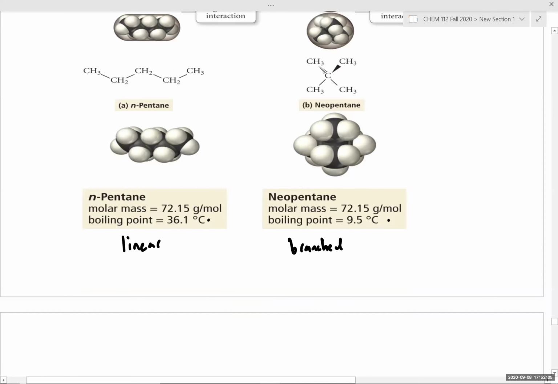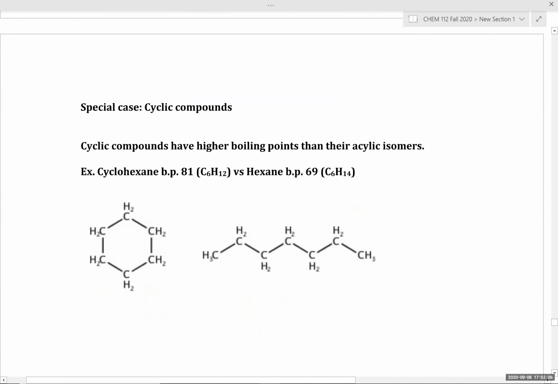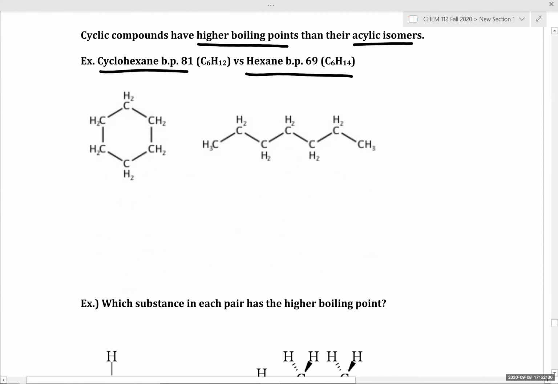Okay, so let's keep going now. And let's talk about a special case concerning cyclic compounds. Cyclic compounds have higher boiling points than their acyclic isomers. So for example, cyclohexane has a boiling point of around 81 compared to hexane's boiling point of around 69. So it's a pretty appreciable increase in boiling point.